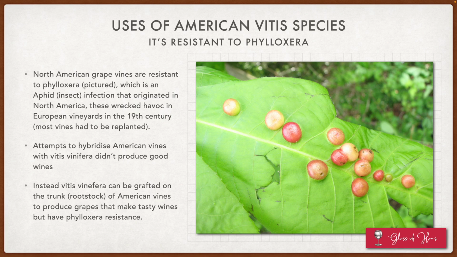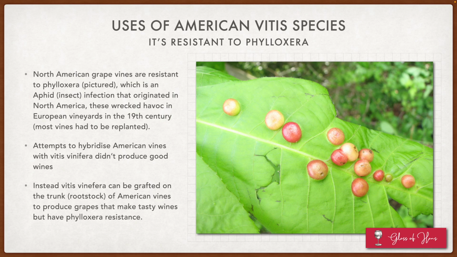Actually, the reason American Vitis species are sometimes used is because they are resistant to phylloxera. In the wine world, we keep talking about phylloxera, and that is really an aphid infection. An aphid is an insect that originated in North America, but these really wreaked havoc in European vineyards in the 19th century, which caused most vines to be replanted. So if you look at European vineyards today, most of these vines cannot be older than 100 years old, even if they can survive that long. That's because they all pretty much had to die in the 19th century.